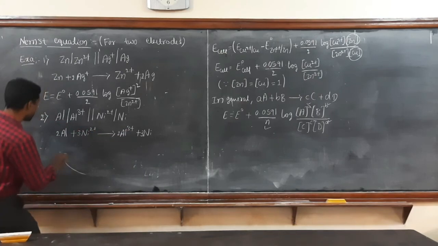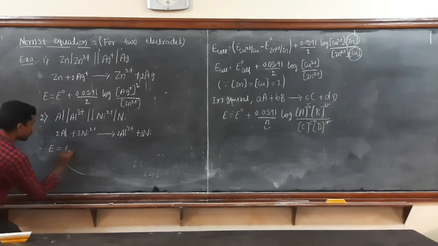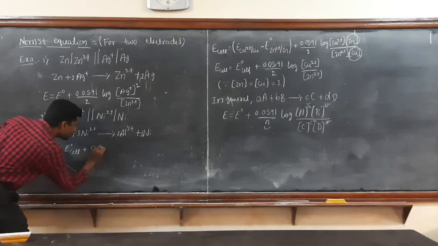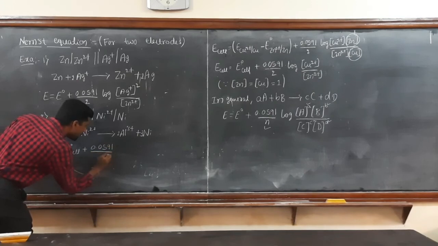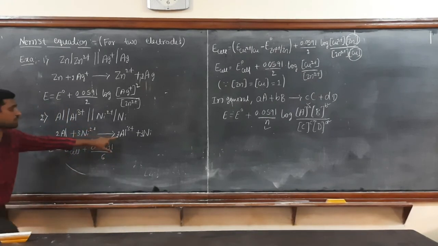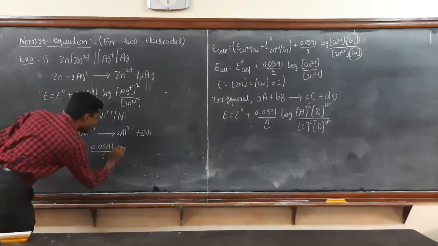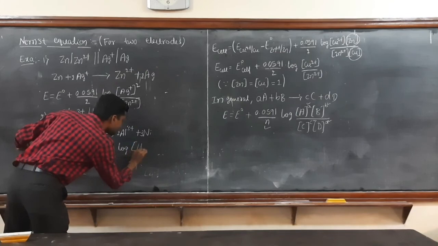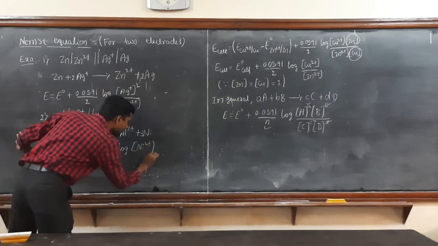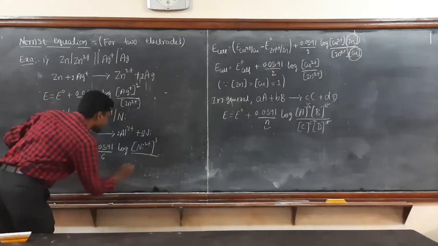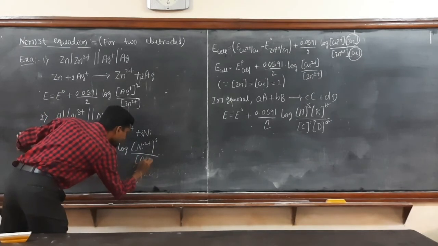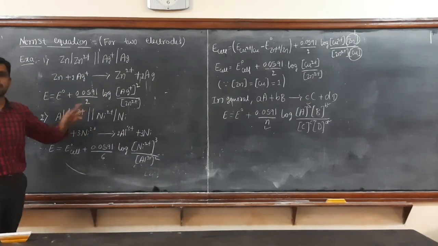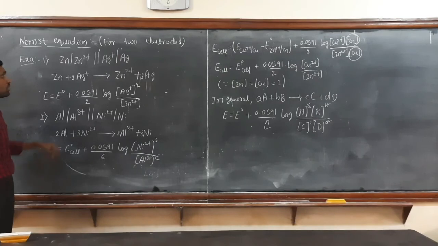Therefore the equation can be written as E naught of cell plus 0.0591 divided by 6 electrons, 3 into 2, log of the same thing. The nickel 2 plus concentration is cubed, and the aluminium concentration is squared. So these are the 2 examples. You can consider n number of reactions and obtain this equation. This is the first example.